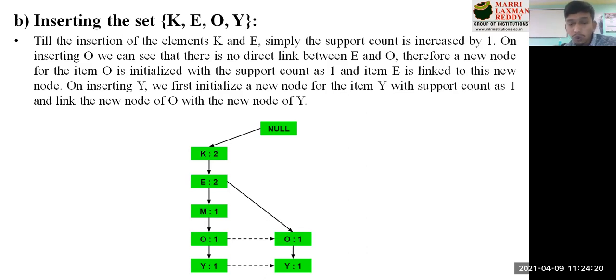for the transaction 2, from E I am traversing to O and Y, so that when I look from bottom to top, it is like E, Y, O, E, K. This is a separate tree. Likewise, I'll be getting different branches.